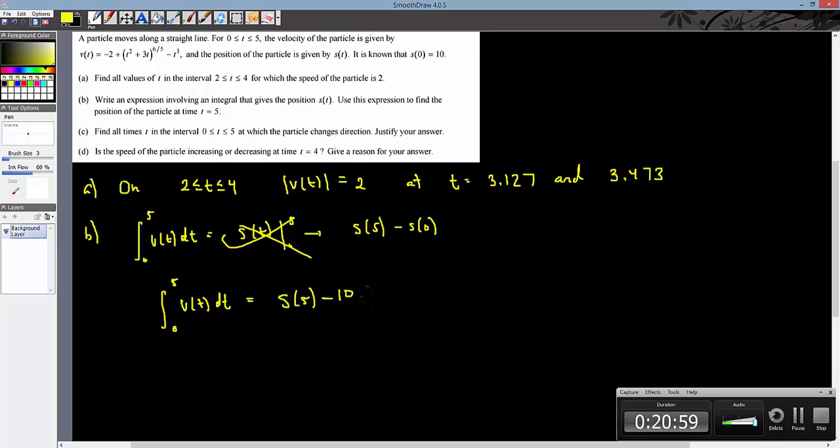Now, if I want to find s of 5, I'm going to add 10 to both sides. So what I really have to get s of 5 is 10 plus the integral from 0 to 5 of v of t dt, and that's going to give me my position at 5. From here, the way that gets input into the calculator is actually a little bit different.